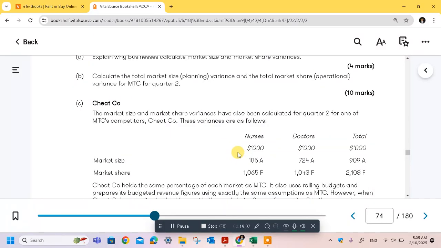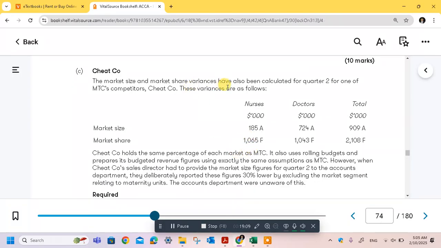Now, the market size and market share variances have also been calculated for Q2 for one of MTC's competitors, Cheat Company. These variances are as follows. Market size 185 adverse, 724 adverse, and market share 1065 favorable and 1043 favorable. Totals are given. This is a different company, completely different company, but in the same industry.